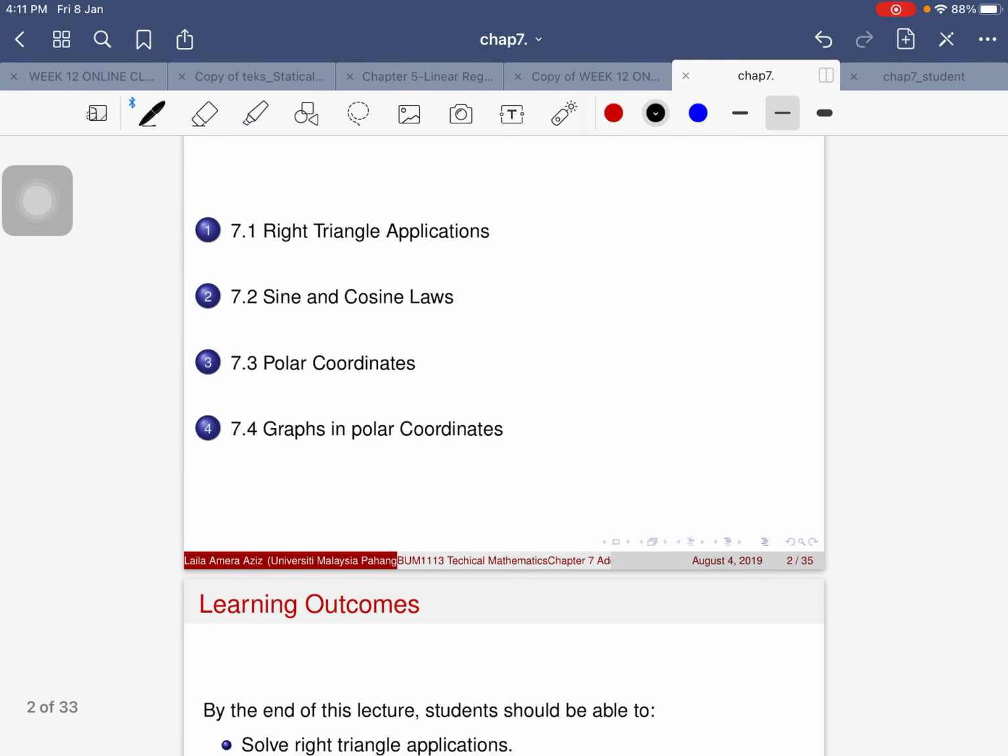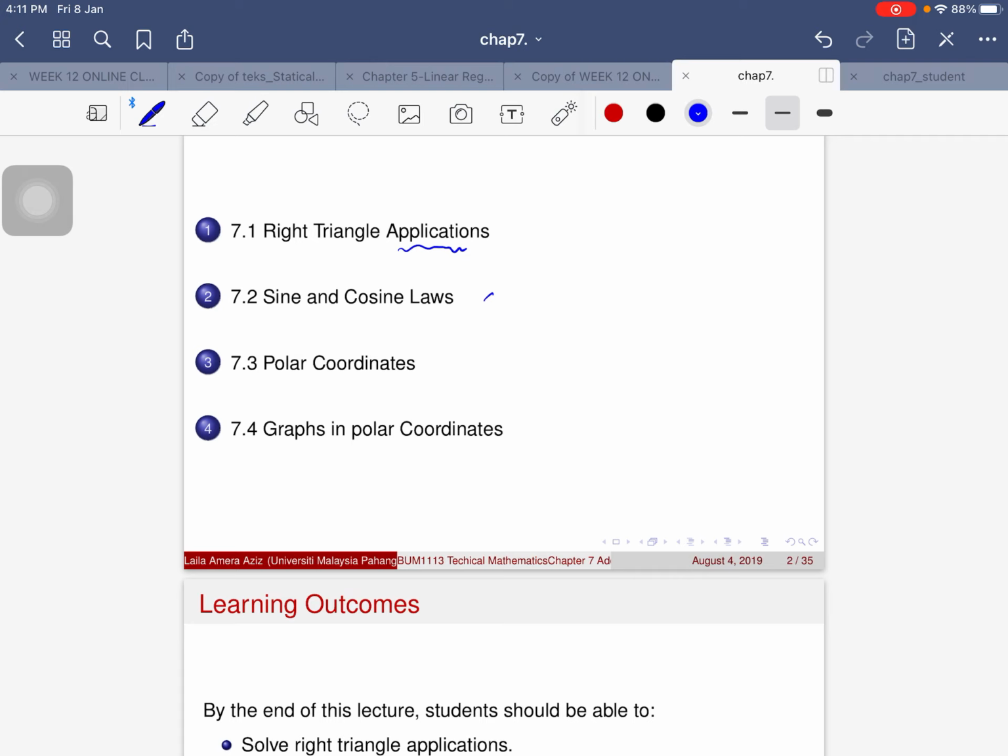Alright, so in chapter 7, there are going to be 4 subtopics that we're going to discuss. We're going to start with 7.2. I have a reason why I actually skipped 7.1. The reason is that the right triangle applications, we have already discussed in 4.4. It's actually going to be the same thing.